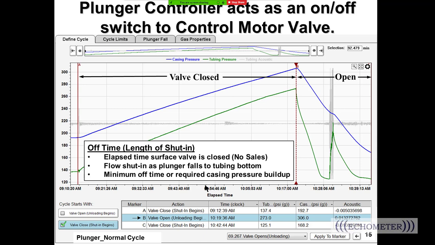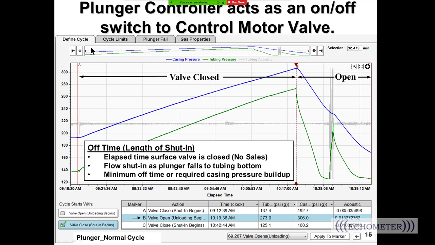Now this is an example inside the TAM software where the motor valve is open right here, and the motor valve is closed right here. So this is our shut-in time period, and this is unloading and then afterflow. During the time when the valve is closed, there's no sales, the plunger falls to the bottom, and the casing pressure is building up to some limit. This data has been captured by the TAM software or the TDMM software.